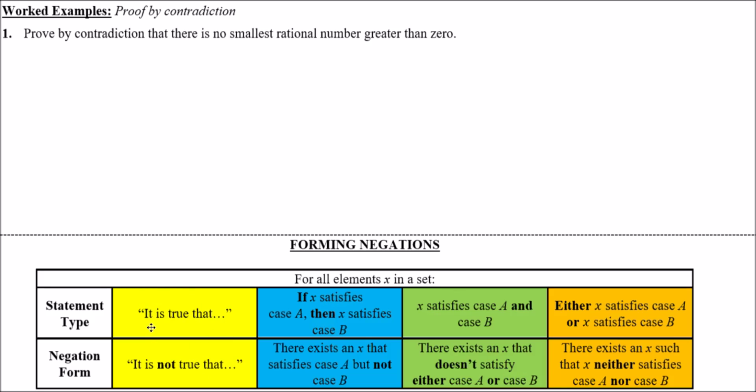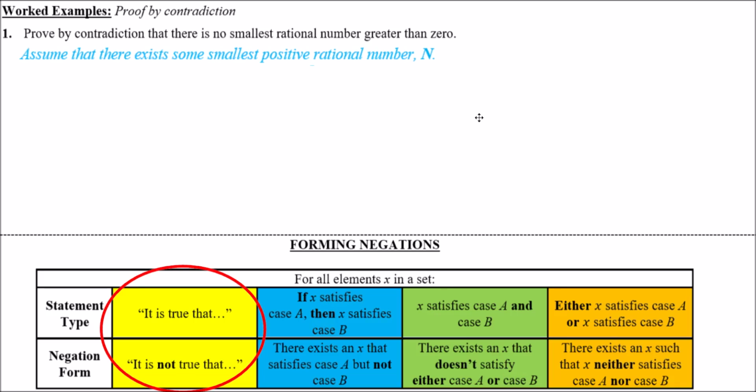So we just say instead, it's not true that there's no smallest rational number greater than 0. In other words, we assume that there is a smallest rational number greater than 0. So we go for this type here. So we start by writing the negation. So we assume the negation, and we assume therefore that there does exist some smallest positive rational number. Let's just call it big N.